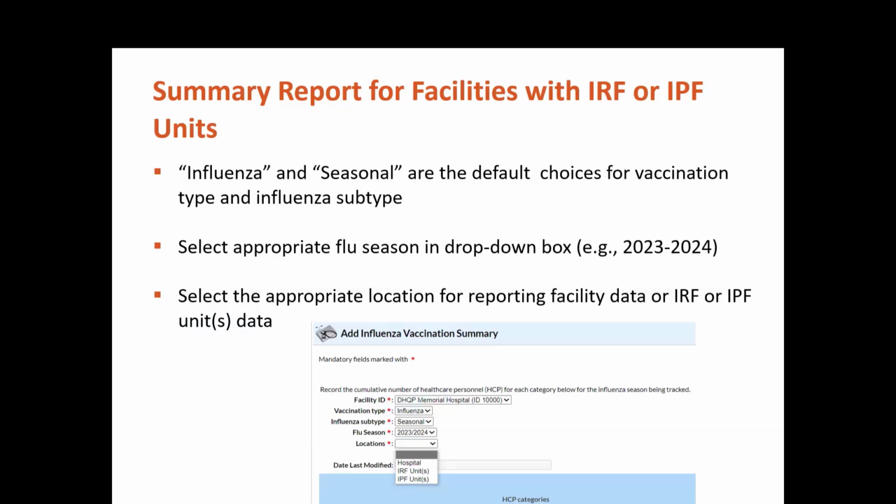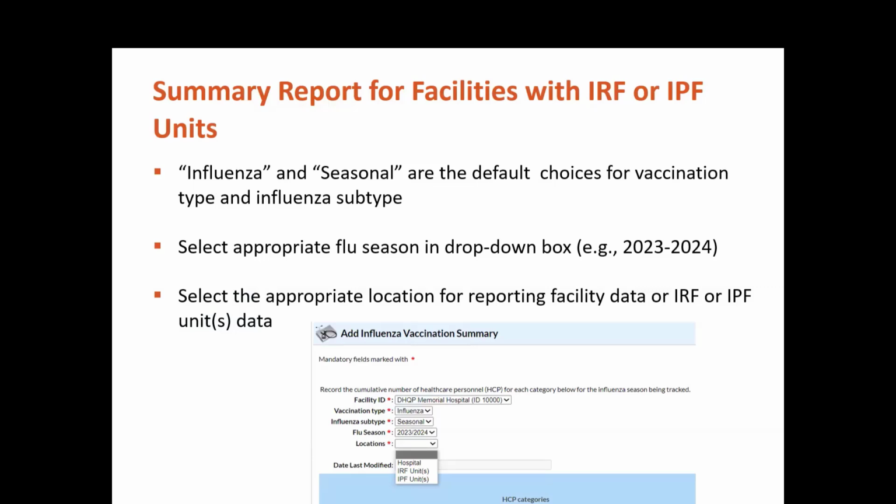For example, if you are reporting data for the 2023-2024 influenza season, you must select 2023-2024 in the drop-down box. This is very important since data submitted under the incorrect influenza season will not be shared with CMS and will not fulfill their reporting requirements. Facilities can always contact NHSN if they are unsure of which influenza season is currently being reported.